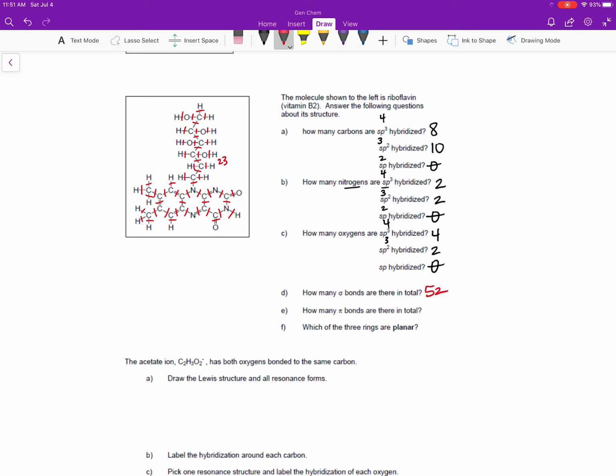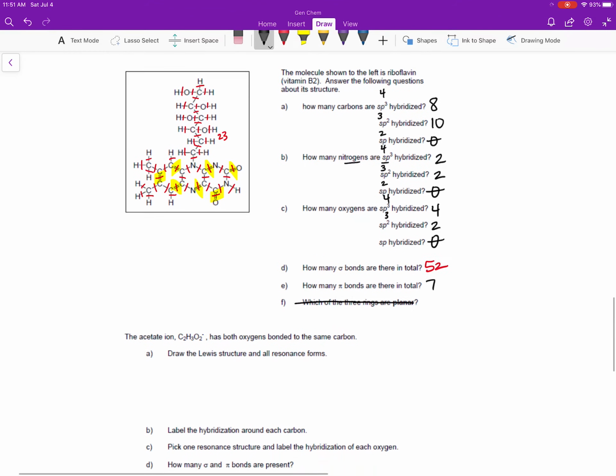So before I forget that, I'll write it down, and then I go back through and make sure I got all of mine. I wrote the number 23 down just in case I lost count or messed up. I could always come back to 23 and start there at 24. As far as pi bonds, I'm going to have 1, 2, 3, 4, 5, 6, 7 pi bonds. And we don't need to worry about which of the 3 rings is planar. You might cover that in organic chemistry, but not in this class.